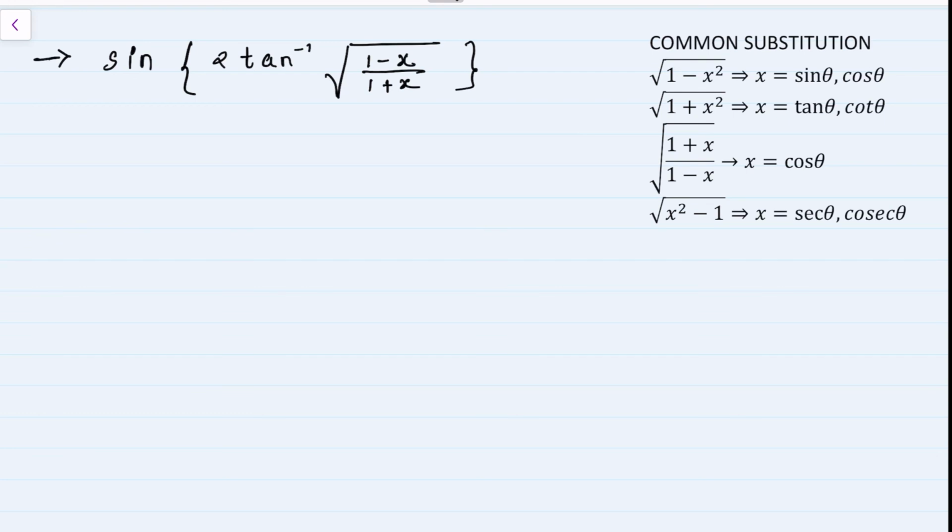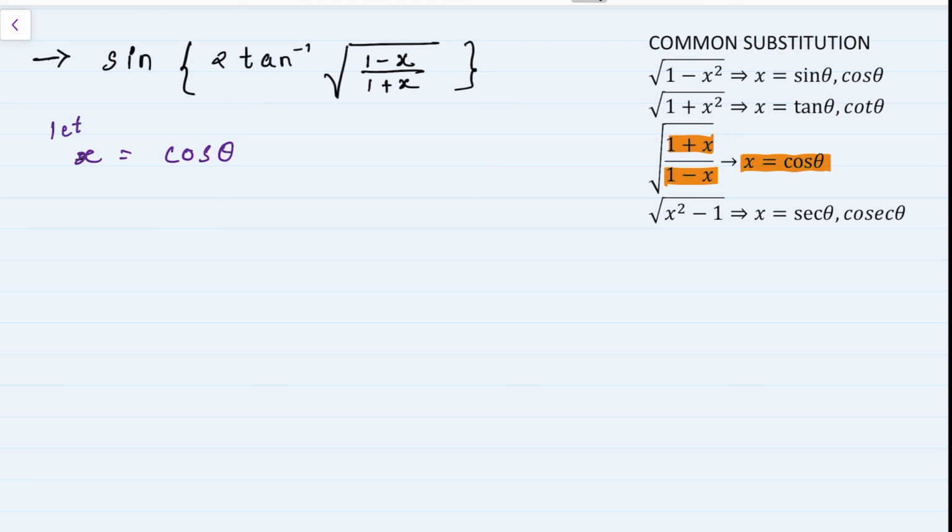Let us see the next sum. Sine of, inside the bracket we have 2 tan inverse root of 1 minus x upon 1 plus x. This is the first sum where we have inverse function inside the bracket and trigonometric function outside the bracket. Now, but the priority remains same. We'll remove 1 plus x and 1 minus x, root of 1 plus x, 1 minus x. So we are left with just one substitution, that is x is equals to cos theta. So we'll substitute x is equals to cos theta here.